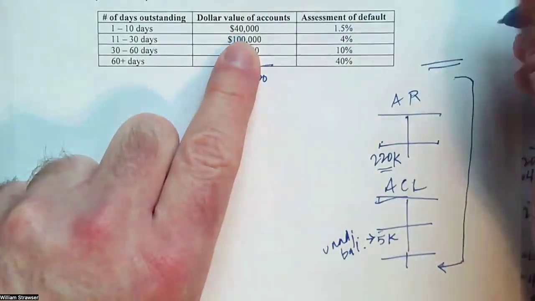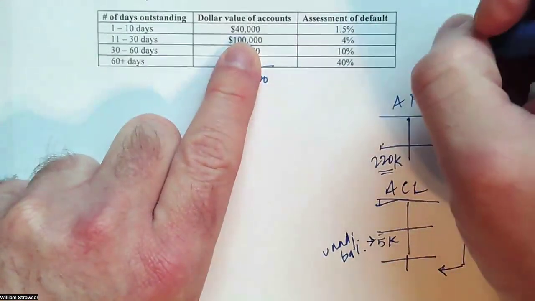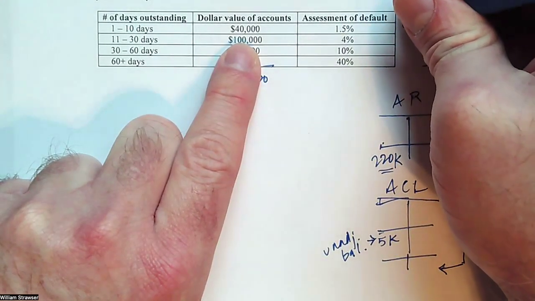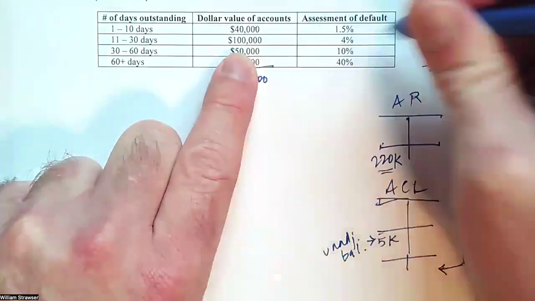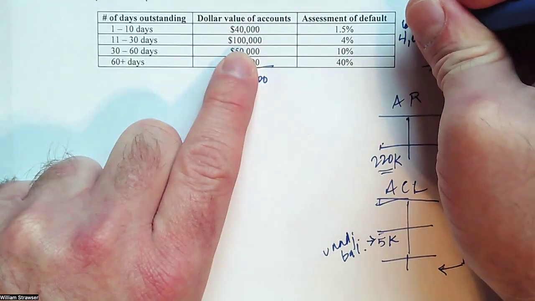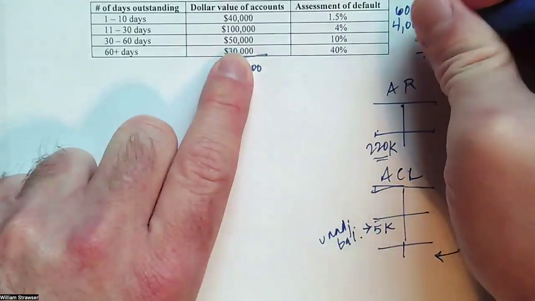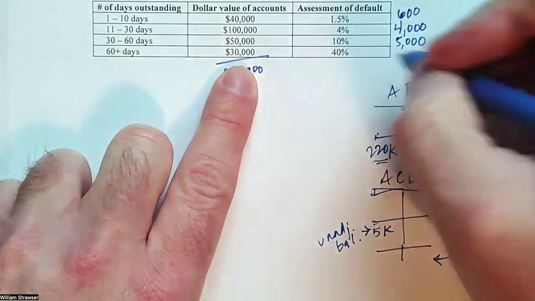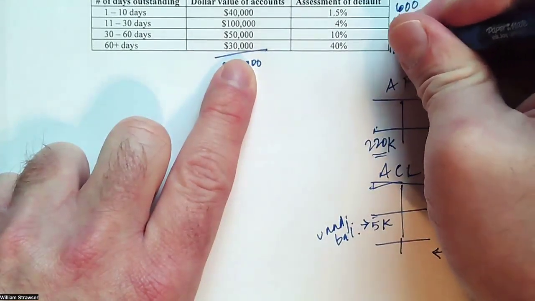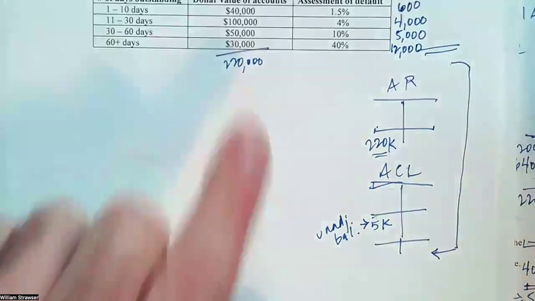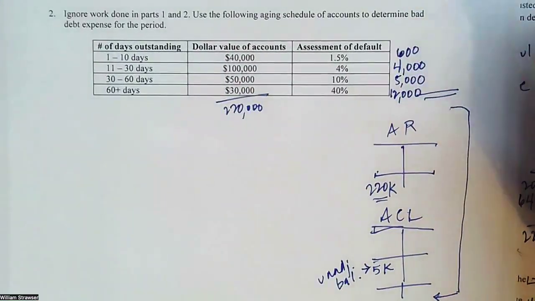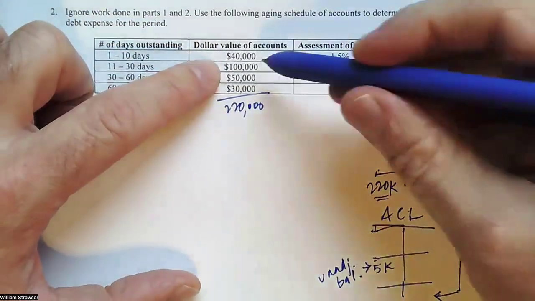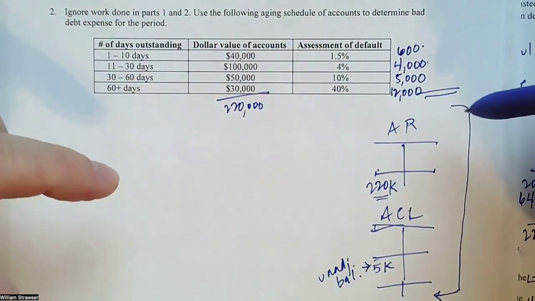So 1.5% of 40,000 is going to be $600. This is 4,000. And 10% of that is 5,000. And 40% of that is 12,000. So remember, we basically just said, of these 40,000, we think $600 are going to be bad. Of this 100, 4,000, all the way down.